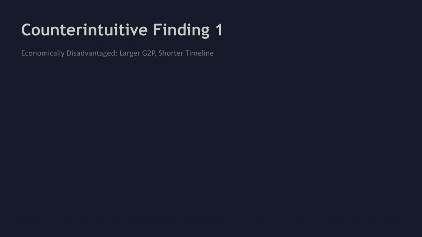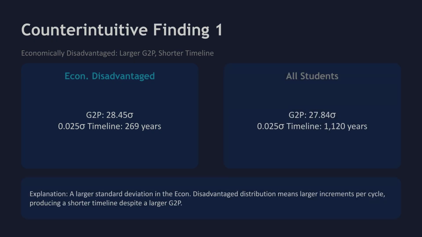Our first counterintuitive finding shows that economically disadvantaged students have a larger gap to proficiency, yet a shorter timeline compared to all students. This occurs because the larger standard deviation in the disadvantaged group results in larger scale point increments per cycle, shortening the required timeline despite the larger gap.